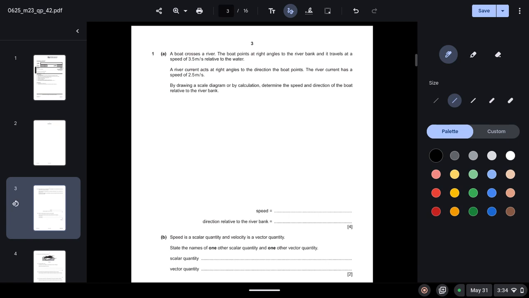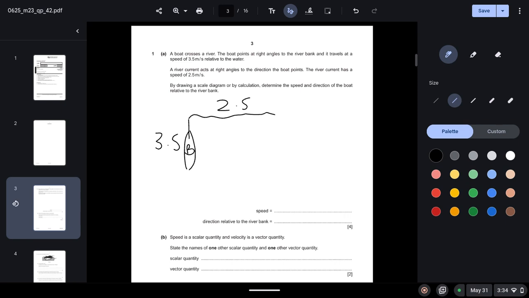The boat points at right angles to the river bank and it travels at a speed of 3.5 meters per second relative to the water. So we have a boat. Let's call this B. And it travels at right angles relative to the water. A river current acts at right angles to the direction the boat points. The river current has a speed of 2.5 meters per second. So let's assume this is a river current and this is at right angles to the boat. So the speed of the boat is 3.5 and the speed of the river current is 2.5.